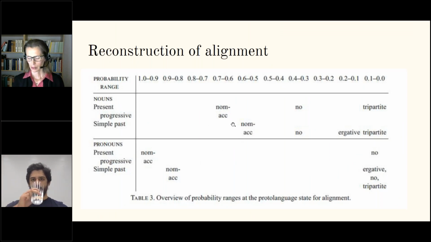If we look at alignment, the reconstruction gives a nominative-accusative structure for the proto-language in all instances. However, neutral marking and a tripartite system are found at lower probabilities with nouns and in simple past, as you can see here. And that's interesting. This difference between the categories, present versus past, noun versus pronoun, made us interested in the evolutionary dynamics, since we could see that this reconstruction showed up in the proto-language, so we wanted to investigate that more carefully. And that's actually the reason why we implemented this coding of marked and unmarked.